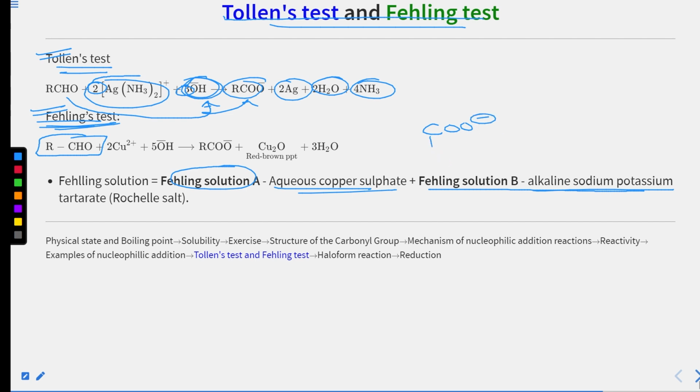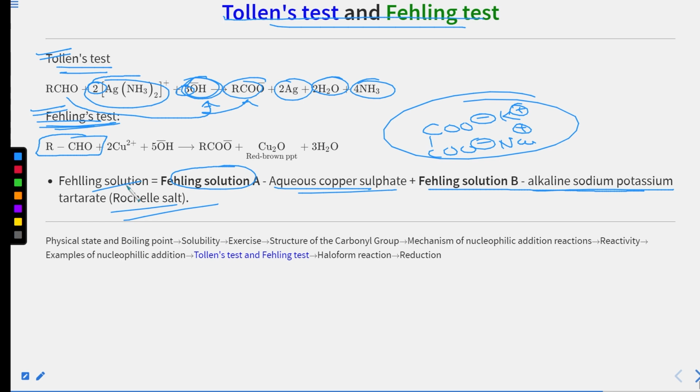So there are two COO minus groups in this, and one is satisfied by Na plus, one is satisfied by K plus. This is called Rochelle salt. As we treat this Fehling solution with your RCHO, this will also oxidize your aldehyde to your carboxylate ion. But in this case, the reaction indicator is the formation of red-brown precipitate, whereas in Tollens' test we have silver color. Okay. So both of these tests are done to know the presence of an aldehyde group in the given compound.